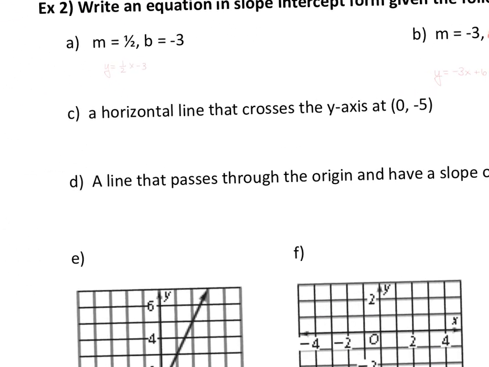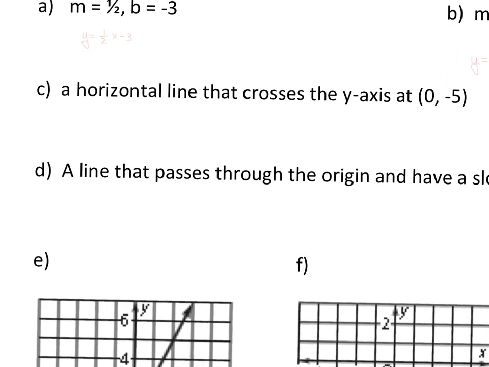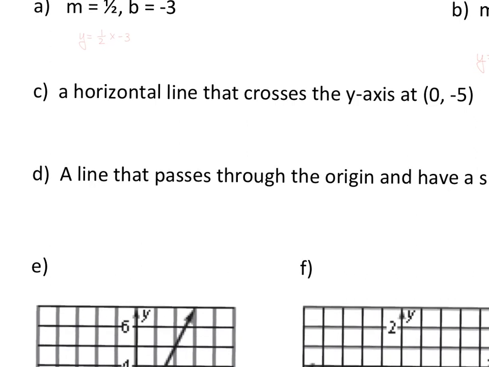Okay, next one here. It says a horizontal line that crosses the y-axis at 0, -5. Okay, first off, you have to know what a slope for a horizontal line looks like. So hopefully you know by now that your slope will be m equals 0 here. And then it says it crosses the y-axis at 0, -5. So they're telling you, look, it's crossing the y-axis. That is the definition of y-intercept. And they're also giving you the coordinate point so that you know your b value is -5.